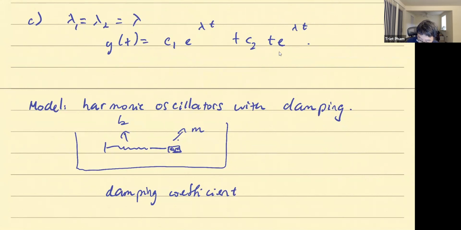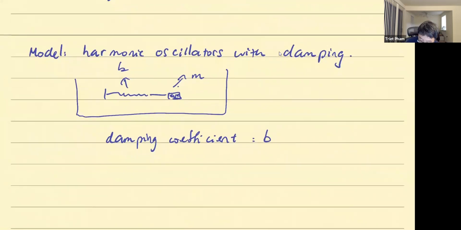What is it? Damping coefficient B, like the book mentioned. So K is the spring constant, and M is the mass. Newton's second law says F equals ma, right?